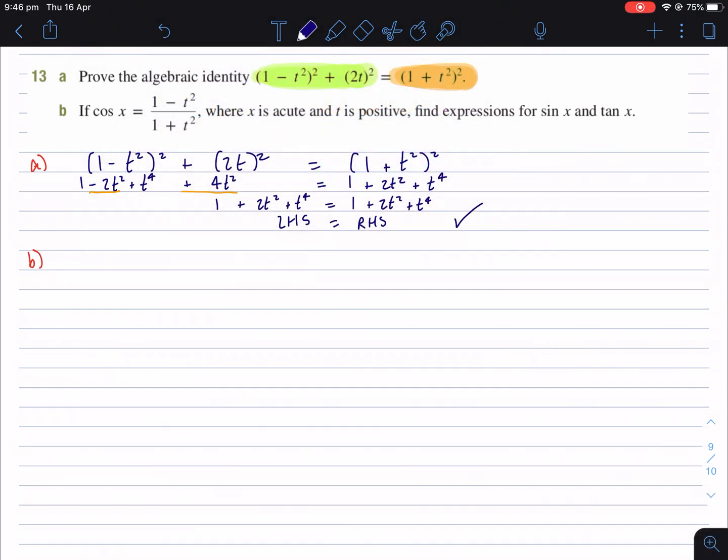Ooh, I like this question. So we've got cos x equals 1 minus t squared over 1 plus t squared. Now they've told us some things. They've told us that x is acute and t is positive. So what that means is, now you're not used to seeing an x here, but all that's telling us is that we're in this quadrant. Like, you can interchange x with theta, that's fine. So this is the angle we're trying to find.